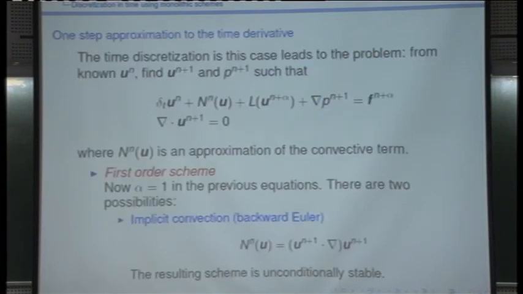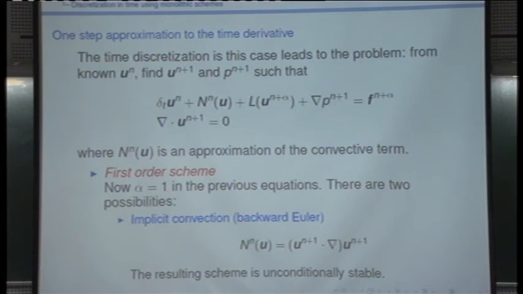So let's see. First, if everything is evaluated at n plus 1, this is clearly the backward-Euler method. I suppose you all know that, right? The backward-Euler method. So the incremental quotient is u^(n+1) minus u^n divided by delta t, and everything is evaluated at n plus 1, because we are taking alpha equal 1. No problem with that, right?